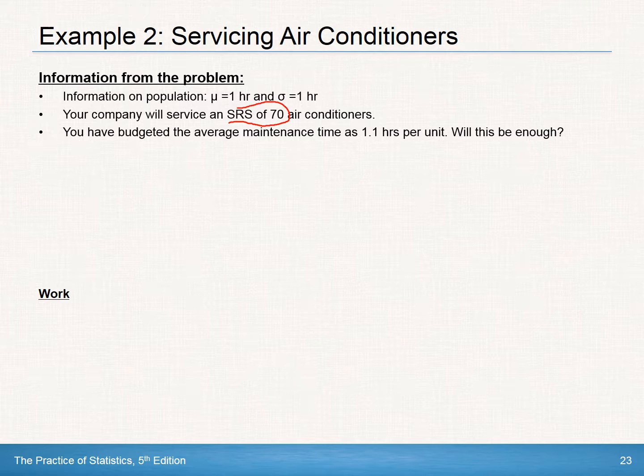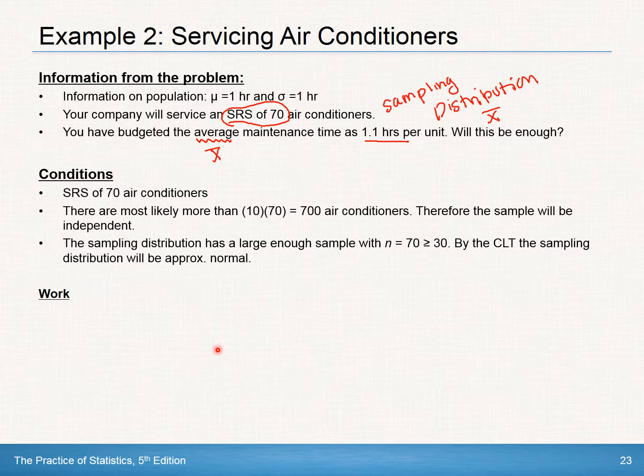Hopefully, you took a look at the fact that this said SRS of 70 air conditioners and understood that when they've budgeted an average of 1.1 hours per unit, when I answer this question, I'm going to be looking at the sampling distribution, and hopefully you understood that it was of sample means. How did I know it was sample means? Because I'm talking about average maintenance time. What is average? That's sampling means.